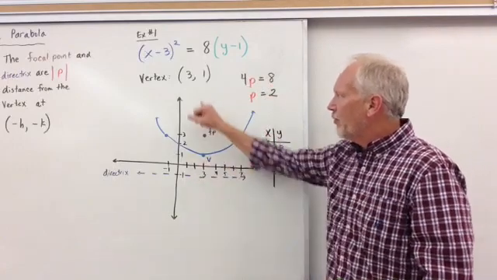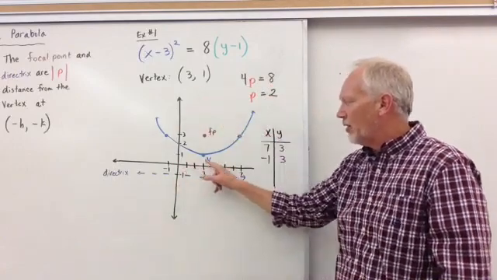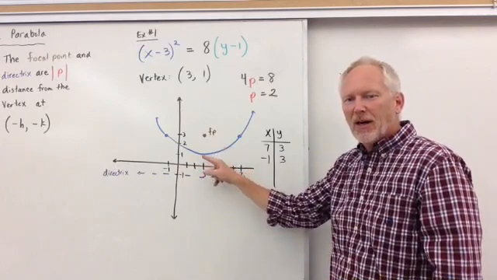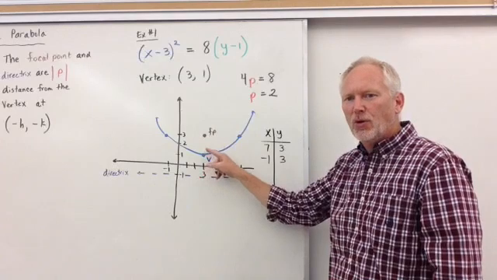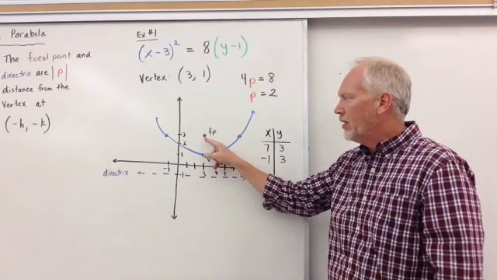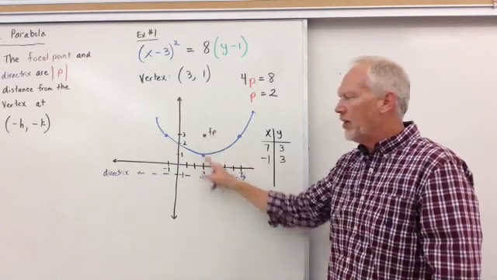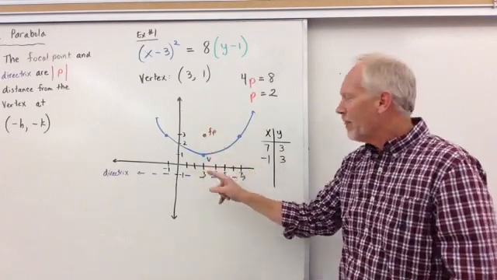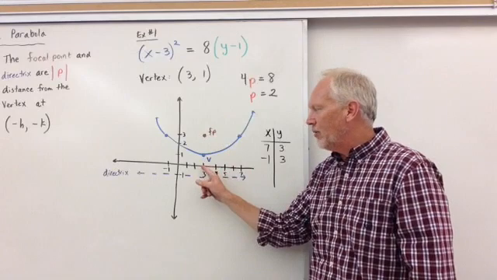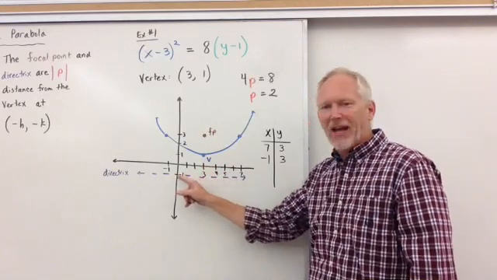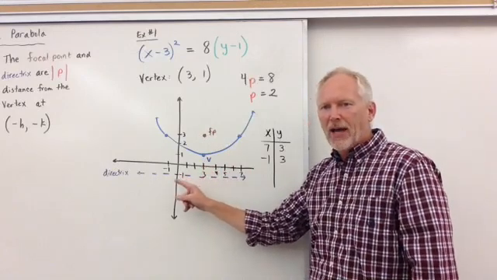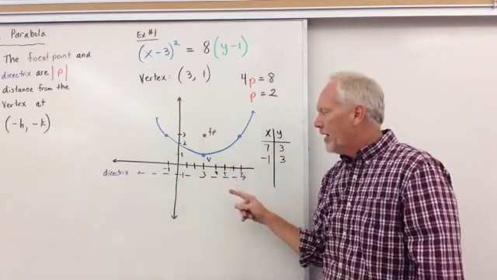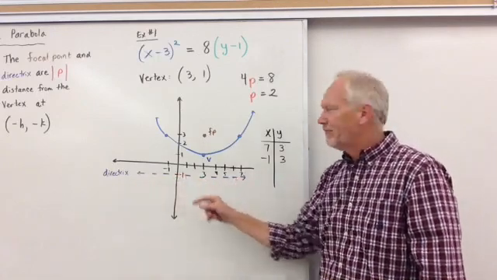So I know that from the vertex, over 3 units and up 1 unit, my distance to the focal point is 2 units. So I just go up 1, 2. Still at the x value of 3, I'm at (3, 3) now. Then I'm going to go down 2 units, 1, 2, to negative 1 where there's a y. And so my directrix will be here as a horizontal line at y equals negative 1.